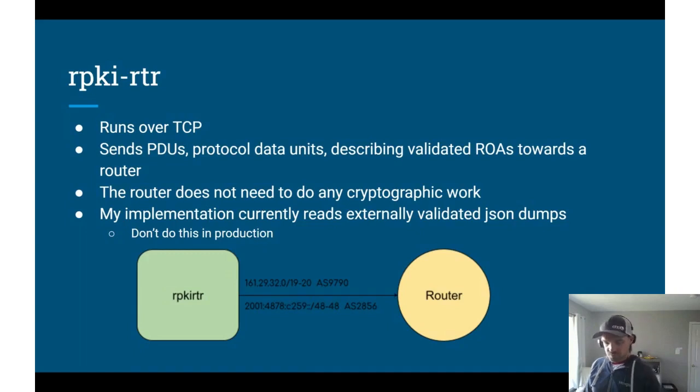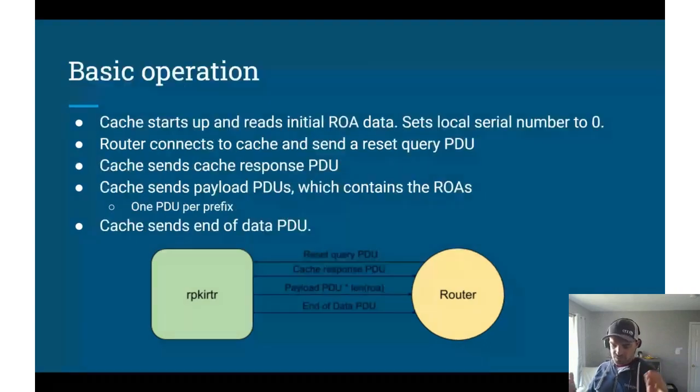Okay, so let me get to the basic operation of the protocol itself. Let's just assume now that this cache has just started up. So the first thing the cache needs to do is obviously get the initial set of rows. How you get that, I don't know. Let's just assume now it's reading a JSON dump. It's going to take that information in, and create an internal data structure of all the rows that are current. It also has a serial number, and it's going to set that serial number to 0 because it's the very first instance of the cache.